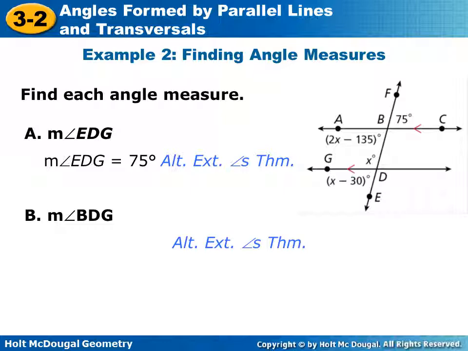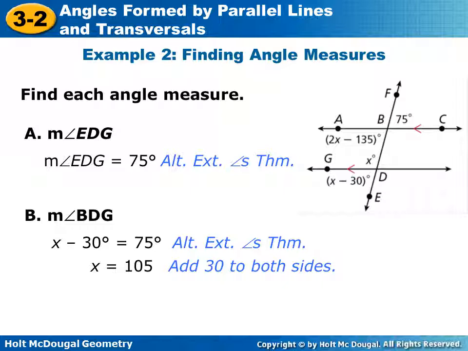BDG is equal to x, and it is going to be equal to x minus 30 equals 75. We want to add 30 to both sides and get that x is equal to 105. Notice that to answer these two questions, we did not need to do any of the algebra with those larger equations. We just needed to use our properties that we knew in order to solve.